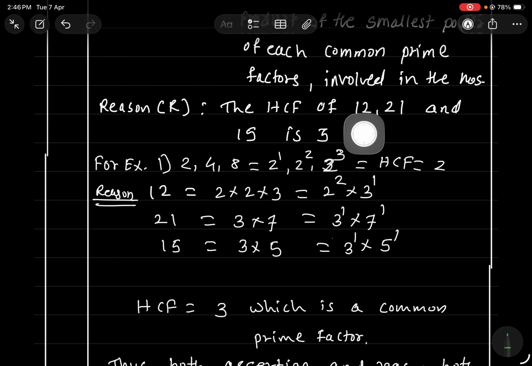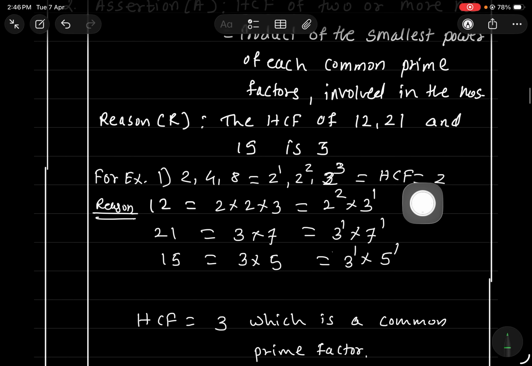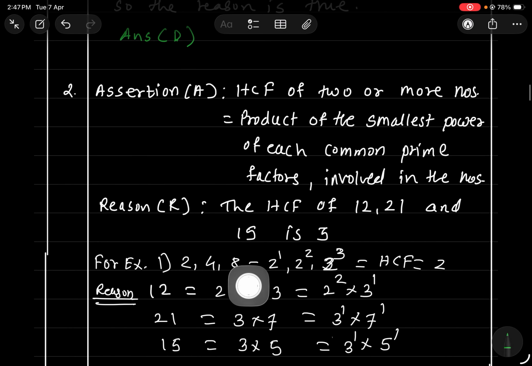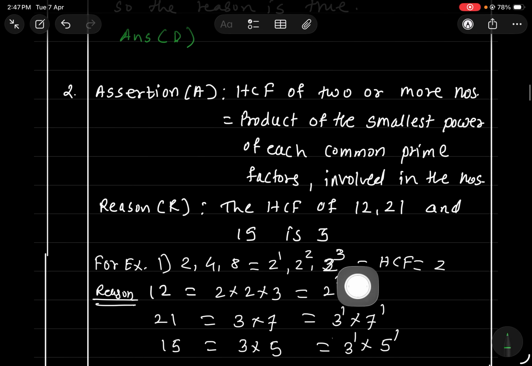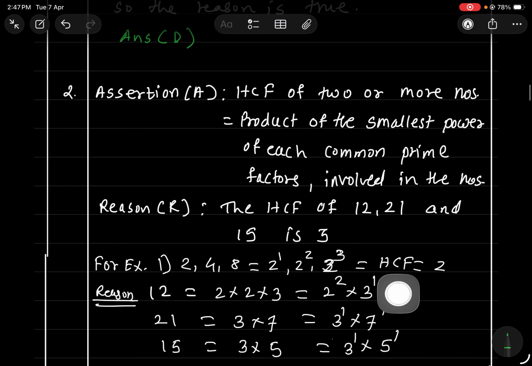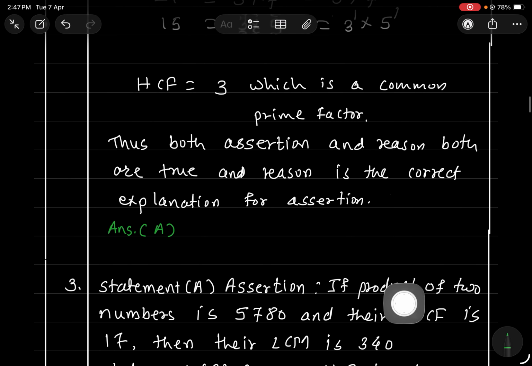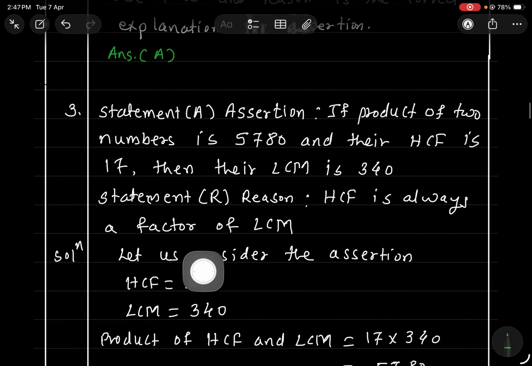So this is correct, 3 is coming. The HCF of 12, 21 and 15 is 3, according to the product of the smallest power of each common factor. For example, with small numbers we took the smallest power, and that is the HCF. So the assertion is true and the reason is also true, so the answer is option A, the first option.